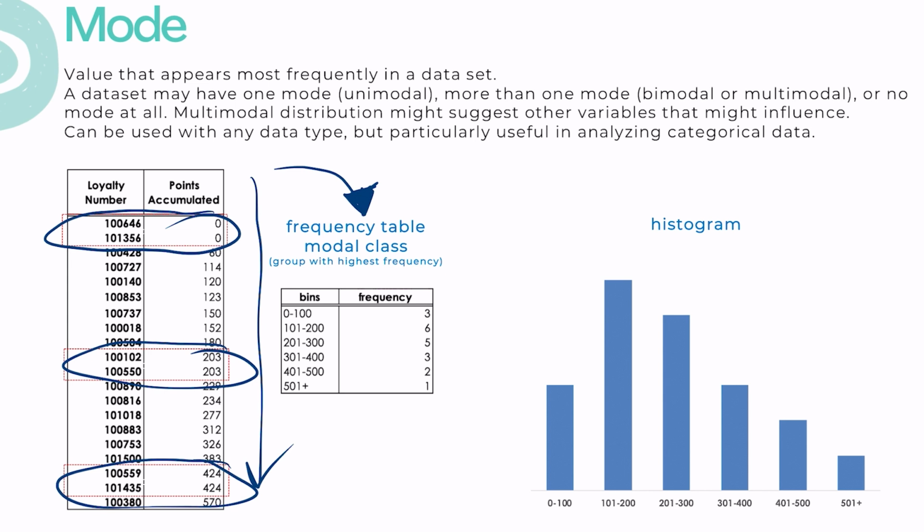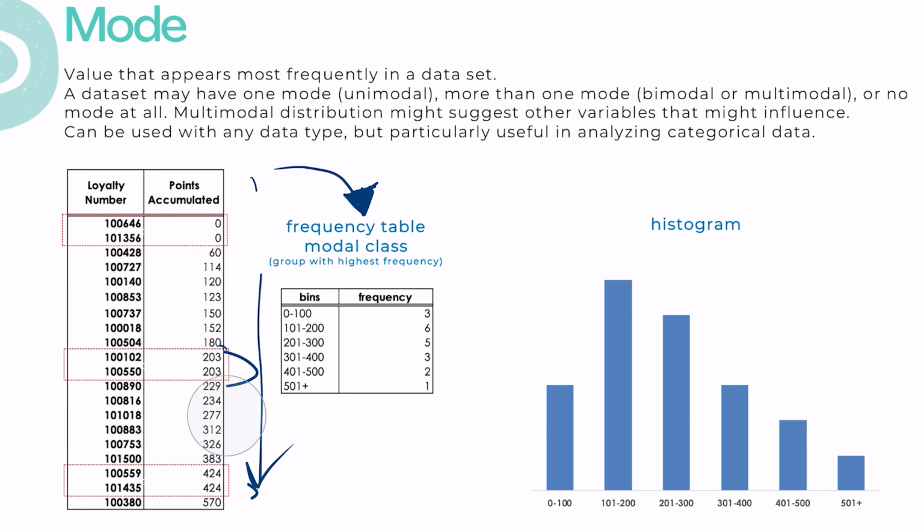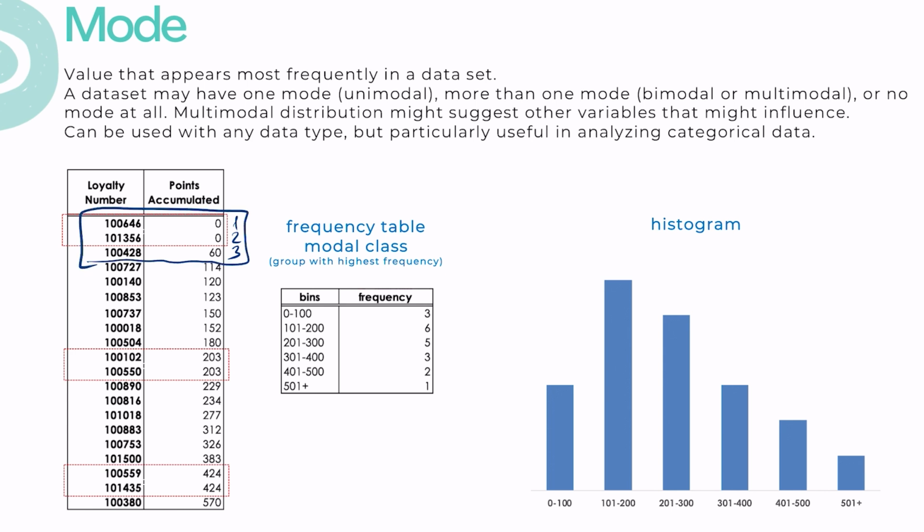I created my first bin where I counted how many consumers I have with points accumulated from 0 to 100. And let me just remove this one so that you can see it better. This is 1, 2, 3. This is my first bin. I have 3 observations here. Then 101 to 200: 1, 2, 3, 4, 5, 6. This is my second bin. I have 6 observations here, and so on and so forth.